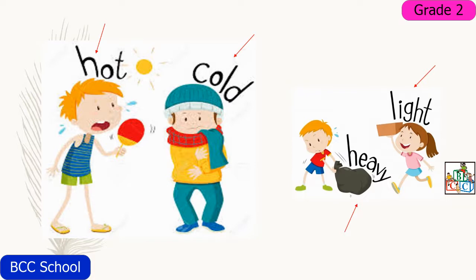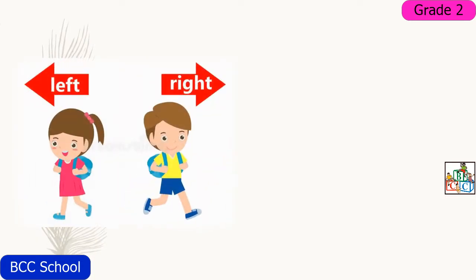Now we have left and right. So the opposite of left is right. Left veut dire gauche, right veut dire droite. So the opposite of left is right. If I'm not going to the right direction, I will go to the left direction.